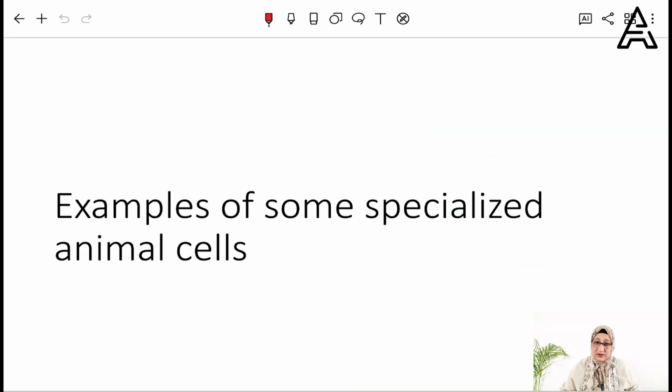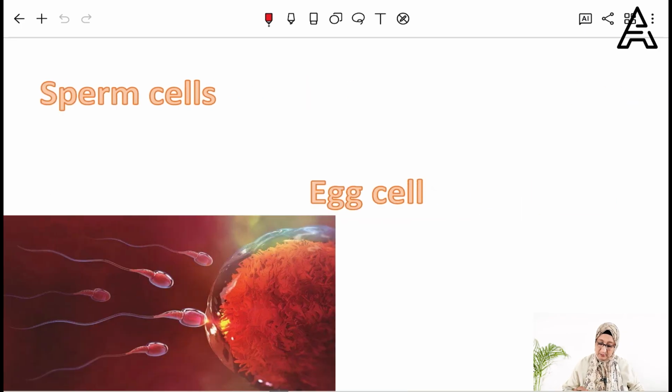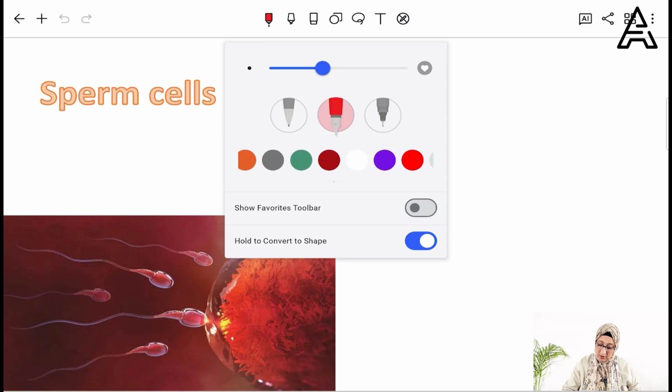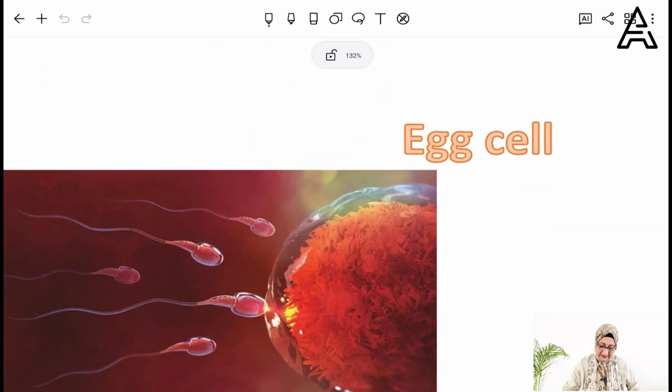Not all animal cells look alike. Not all plant cells look alike. The animal cells and plant cells are adapted. Adapted means there are some changes that occur to the structure to be more suited to the function. Let's take some examples. Okay? Like the sperm cells and the egg cells. What are the similarities between the animal cell and sperm or ovum cells?